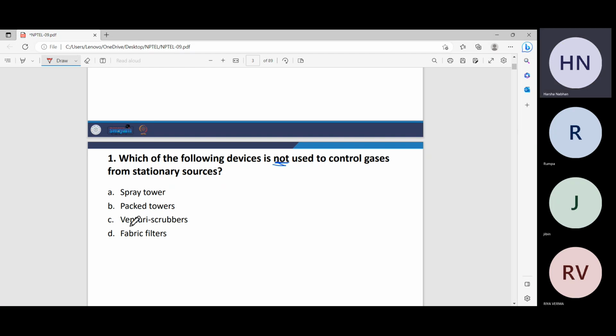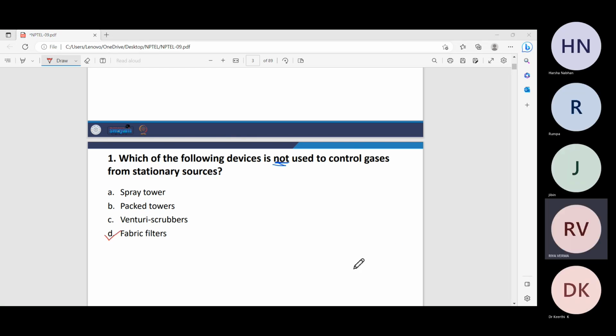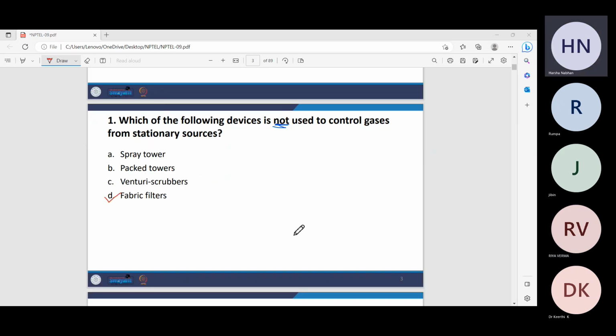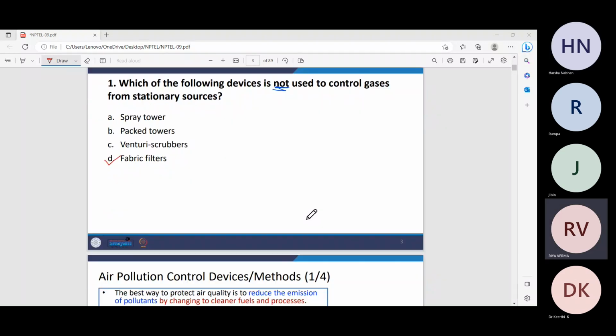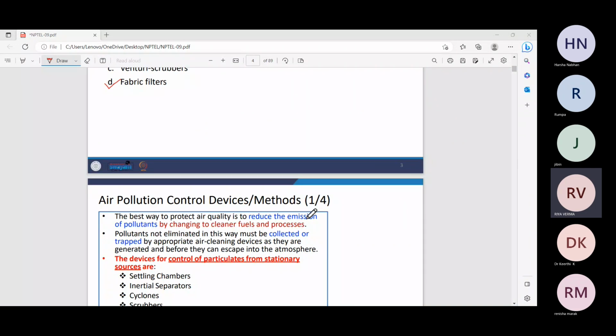Fabric filters. Yes, and any idea about the reason why it will be fabric filters? Fabric filters are used to filter particulate matter. Yeah, true. Okay, so we'll have a brief discussion about the devices for different types of pollutant sources, like what kind of device is used for which type of source.